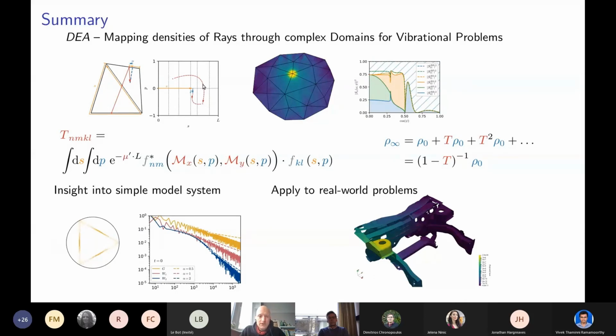But we focused more on how you can take all this and put it onto meshes. We talked about what you have to do in order to account for non-zero angles between plates. And then we saw that we can actually calculate the equilibrium density of vibrational excitation for real-world problems like this.